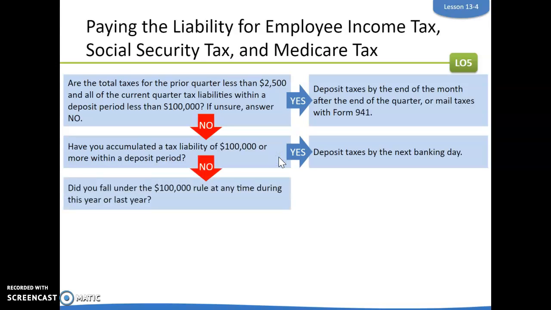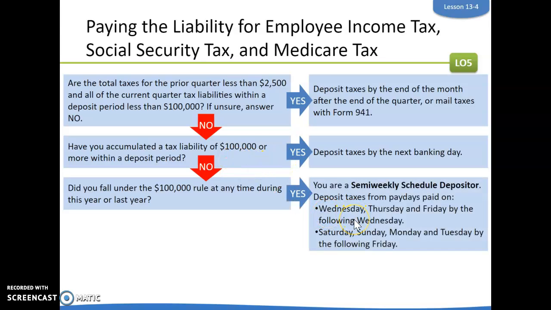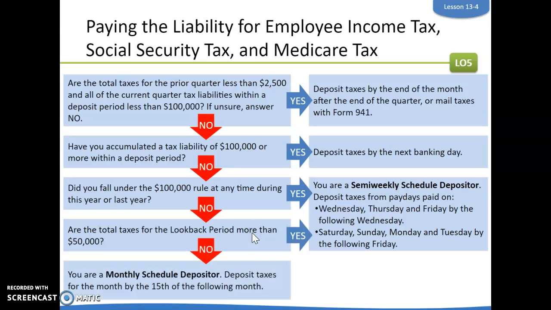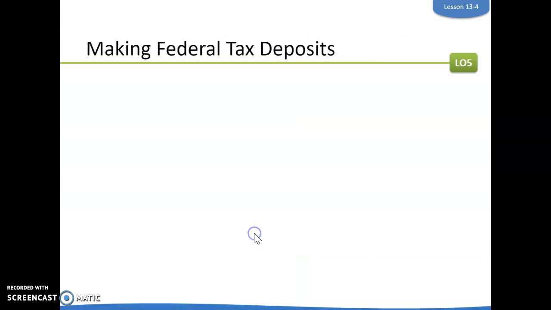If no, did you fall under the $100,000 rule at any time during this year or last year? If yes, you are a semi-weekly schedule depositor. Deposit taxes from paydays paid on Wednesday, Thursday, and Friday by the following Wednesday; Saturday, Sunday, Monday, and Tuesday by the following Friday. If not, are the total taxes for the look-back period more than $50,000? If yes, same thing. If no, you are a monthly scheduled depositor. Deposit taxes for the month by the 15th of the following month.